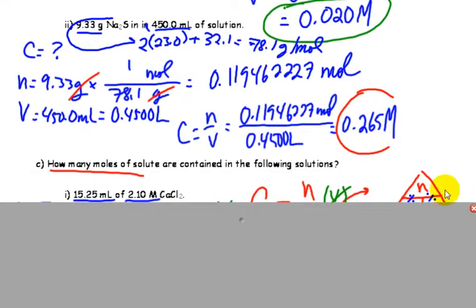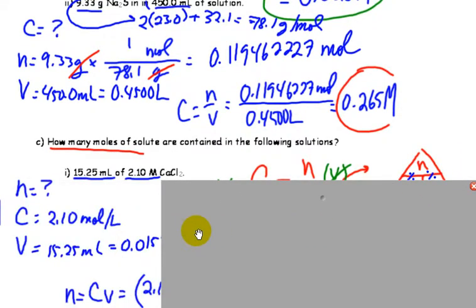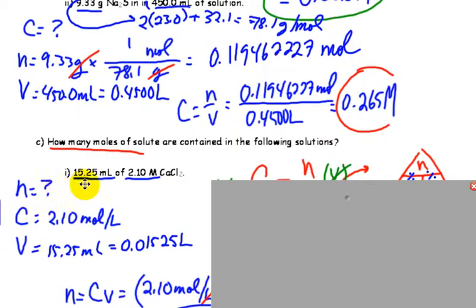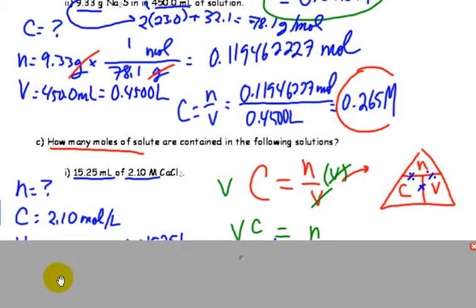Okay. Looking at something different here. How many moles of solute are contained in the following? So 15.25 mL, and it's a 2.1 molar solution. How many moles? So here I'm asked to find something different. N is the unknown. Big C, I have, volume. Move the decimal 3 places to the left, 0.01525.